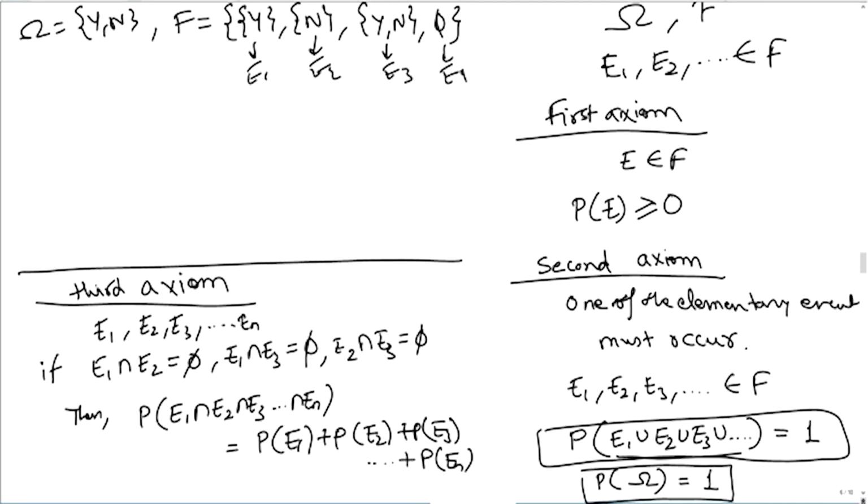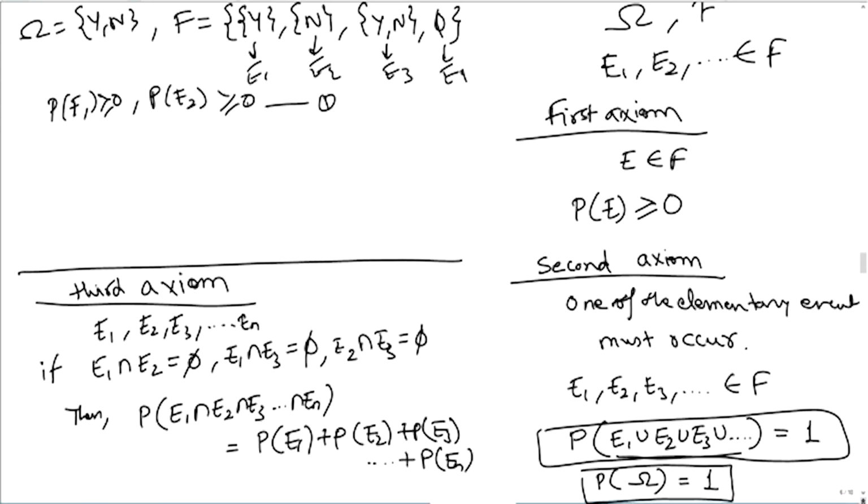Okay. So, the first axiom says that the probability of any of these events is greater than or equal to 0. So, this would apply to any of these events. Let us say the probability of E1 is greater than or equal to 0. Similarly, the probability of E2 is greater than or equal to 0. Fine. So, that is based on the first axiom.